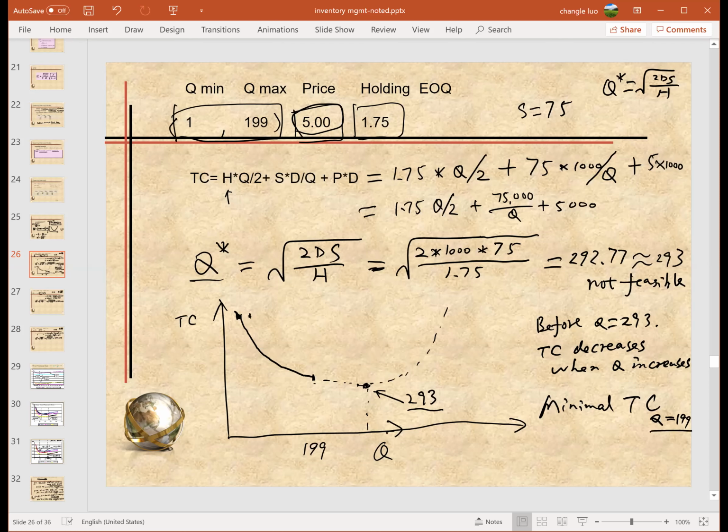All right. So if we plug Q equals 199 into this equation, then we have this TC equals to, I'm going to have a really small space here, so I have to be careful here.